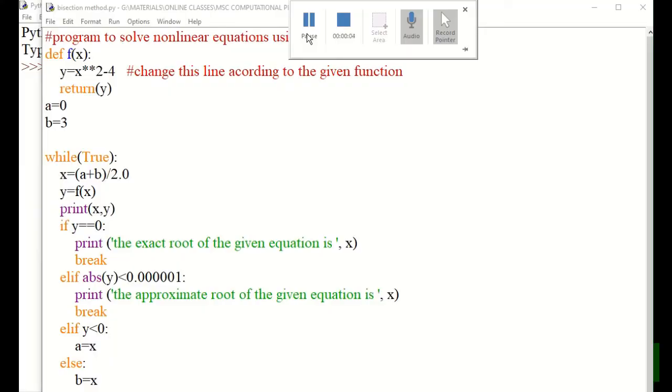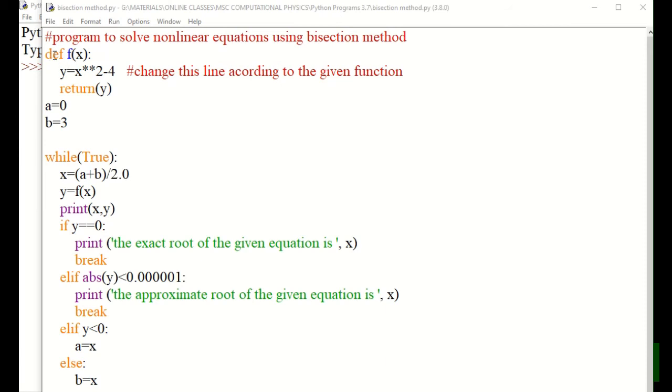We shall write Python code for evaluating the root using the bisection method. We first define a function. Whatever function you use, you can write it here. So we define f of x, and you must rewrite it according to the function you choose. Here we just consider a simple function, x square minus 4 equal to 0. One point you have to remember is that your equation must always be of the form f of x equal to 0.